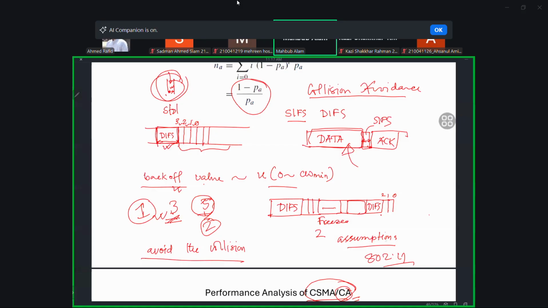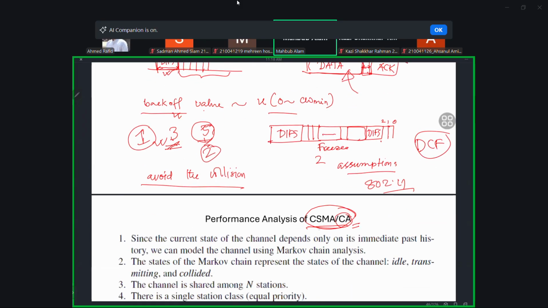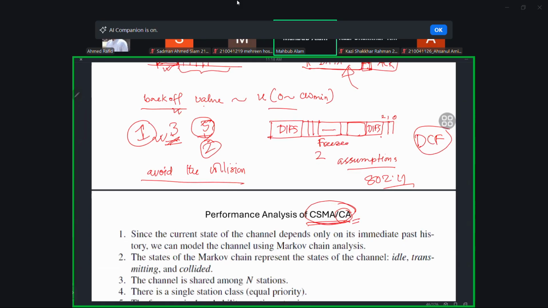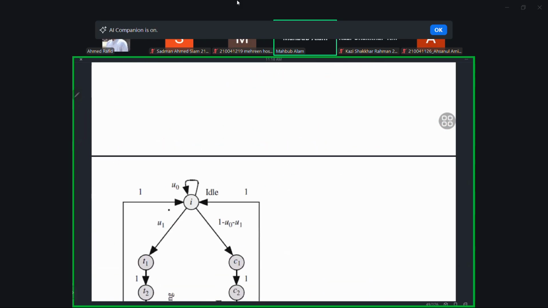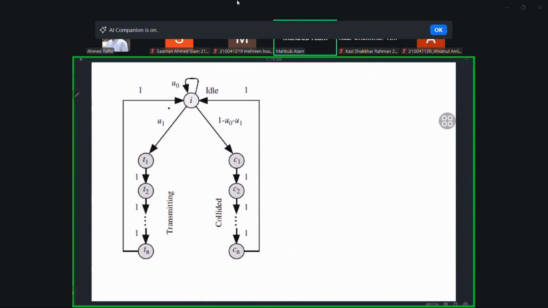So 802.11 is here. Now what will we do? The 802.11 DCF, the distributed coordination function, can be modeled in a very complex way, as we'll see, or it can be modeled very simply like CSMA. Let us first see how CSMA/CA can be modeled like CSMA. We will directly jump into this.